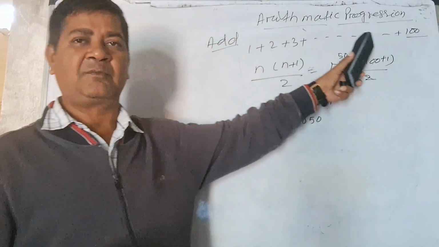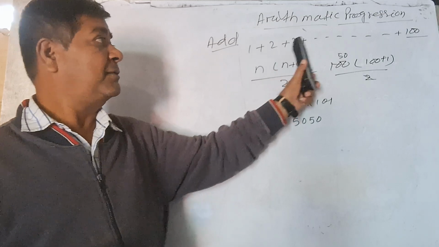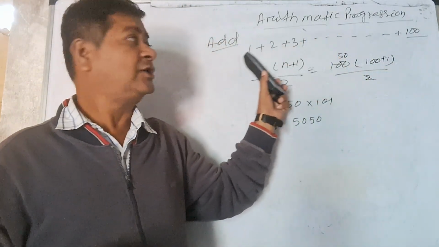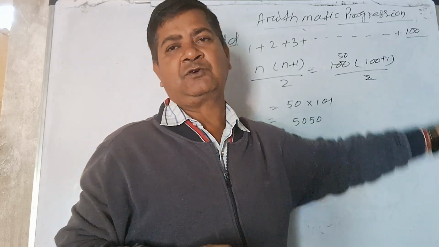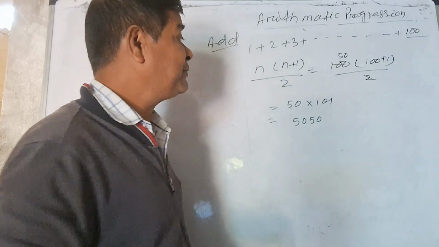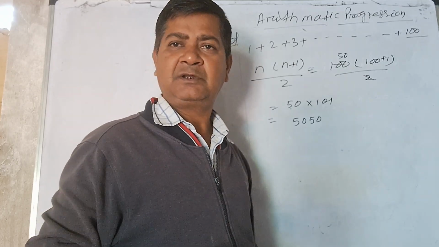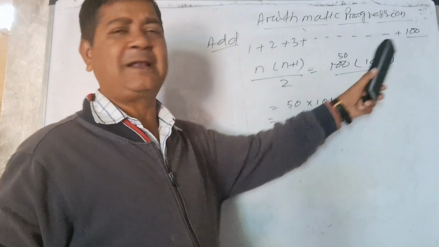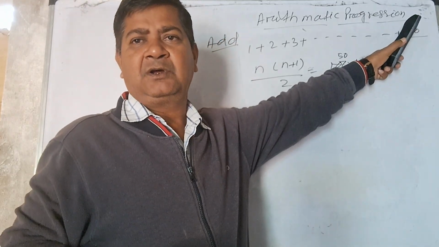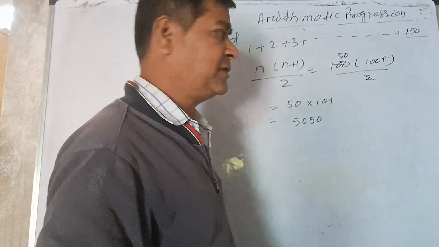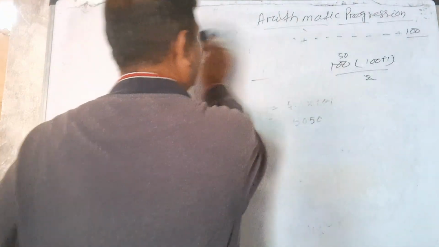Suppose the question says find the sum of first 500 terms, then you will take n equal to 500. Similarly, you will be able to find the sum of first 1000 terms. You will take n equal to 1000. In this way, you will be able to find this.